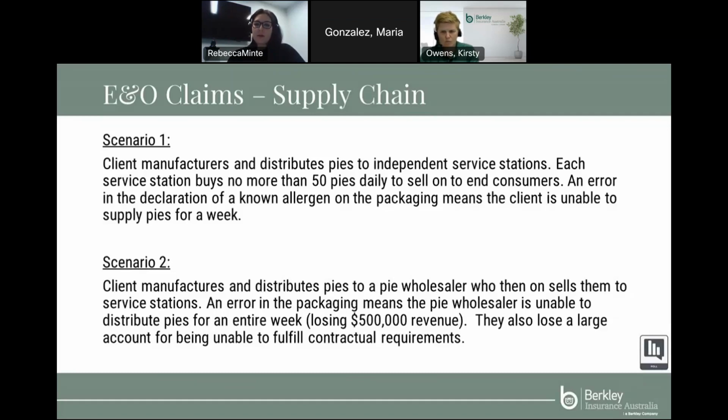Okay, so 200 responses so far, with 85% of people giving the correct answer, which is scenario 2. Yes, they are dealing with a larger retailer or wholesaler who has a much larger financial loss than these independent service stations. You know, when you're dealing with a service station that has 50 pies per day, you're not talking about big money, so it's unlikely to result in an E&O claim.